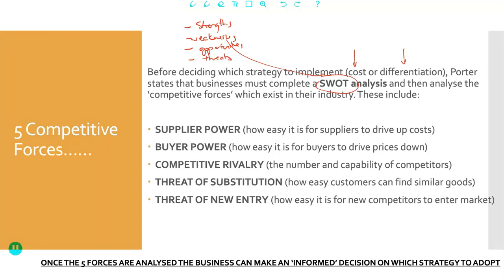And they should be, when doing that, analyzing the forces that exist in their industry. They should be analyzing supplier power, buyer power, competitive rivalry, so their competition, threat of substitutions, and threat of new entries. Only once all of these forces have been analyzed can a business make an informed decision on which strategy to adopt. You need to understand your competitors, suppliers, buyers, substitutes, and new entries before you work out whether you're going to adopt a cost strategy or a differentiation strategy.